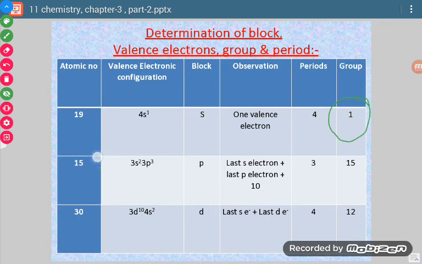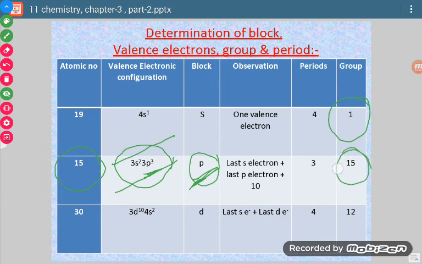Now for 15, if I write it, then my valence shell will be 3s2, 3p3. The last electron enters 3p, so it belongs to p block. There are total 5 electrons as valence electrons, and it is from p block. So what I have to do is 10 plus valence electrons, which means it belongs to the 15th group. The maximum value of n is 3, so it belongs to the 3rd period.